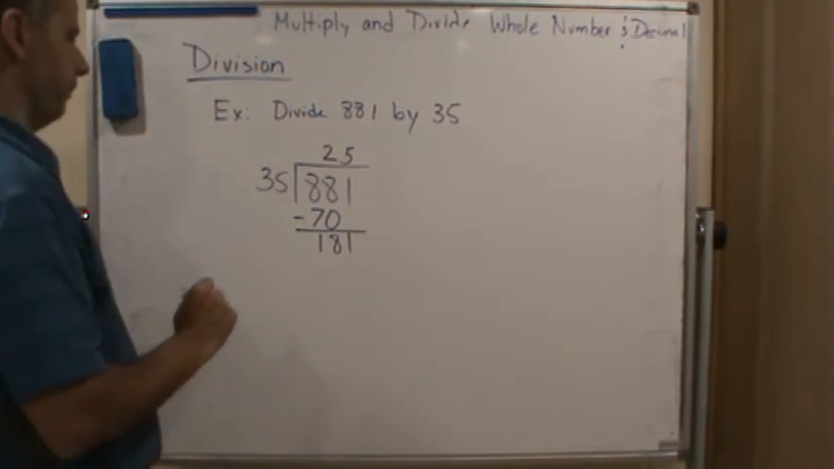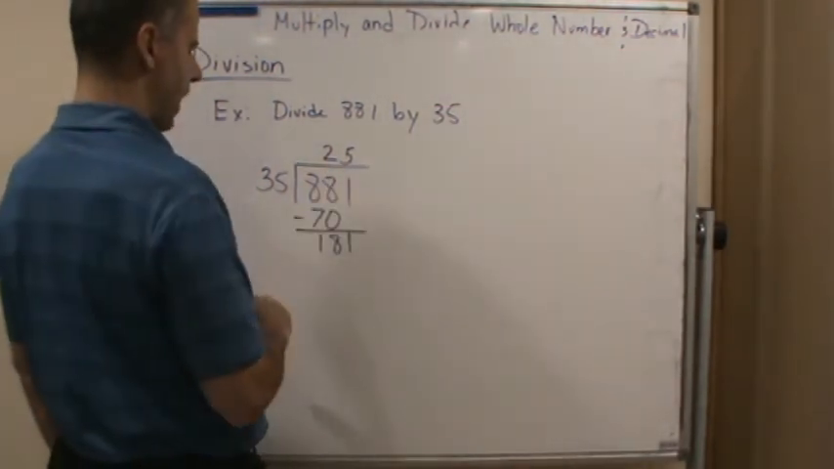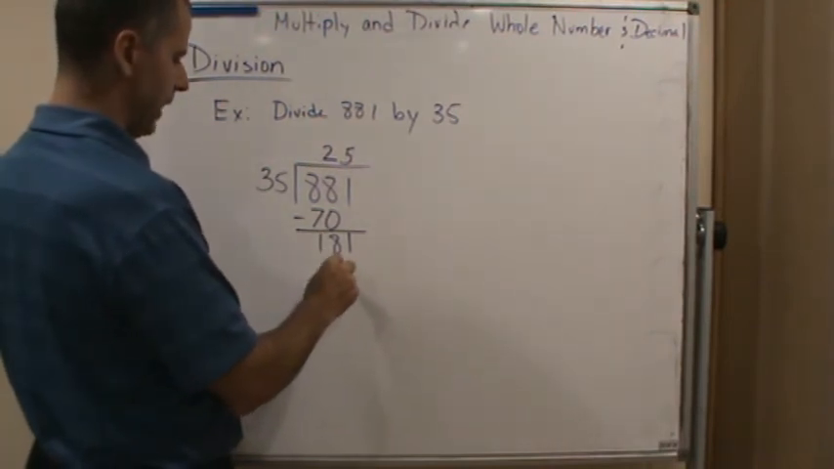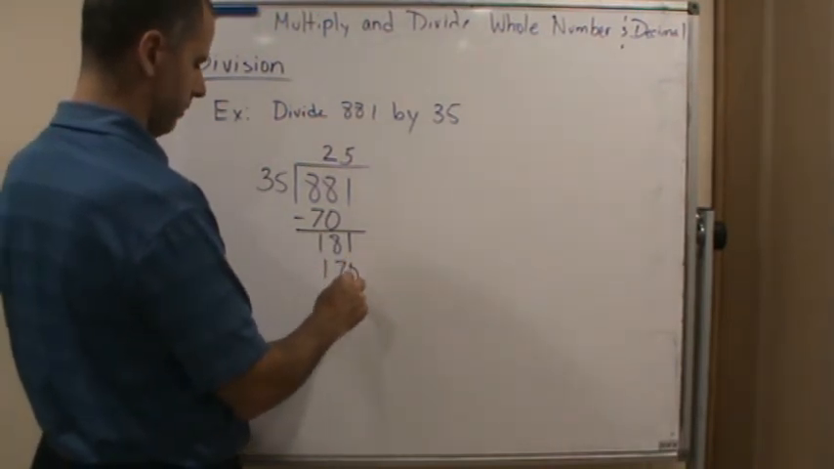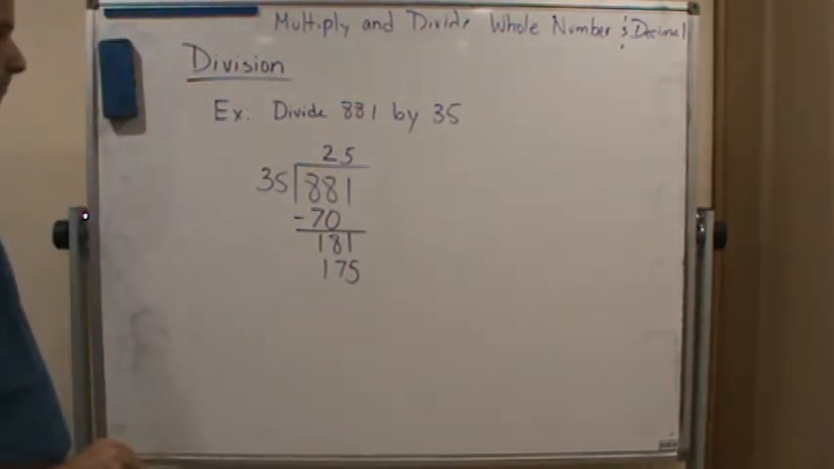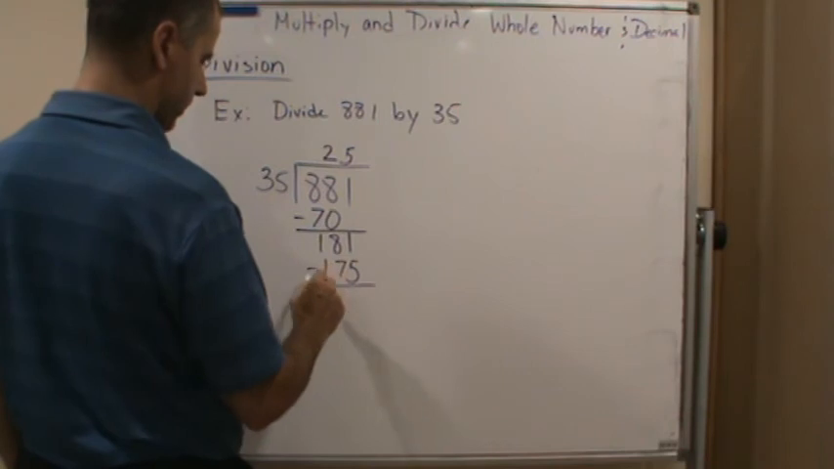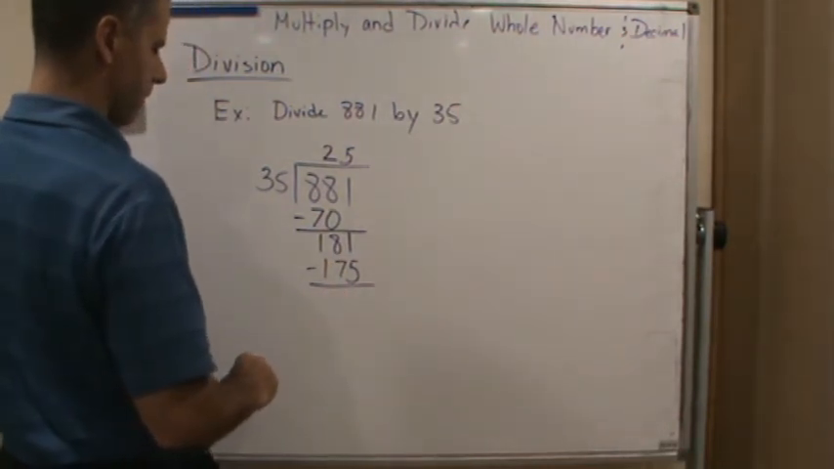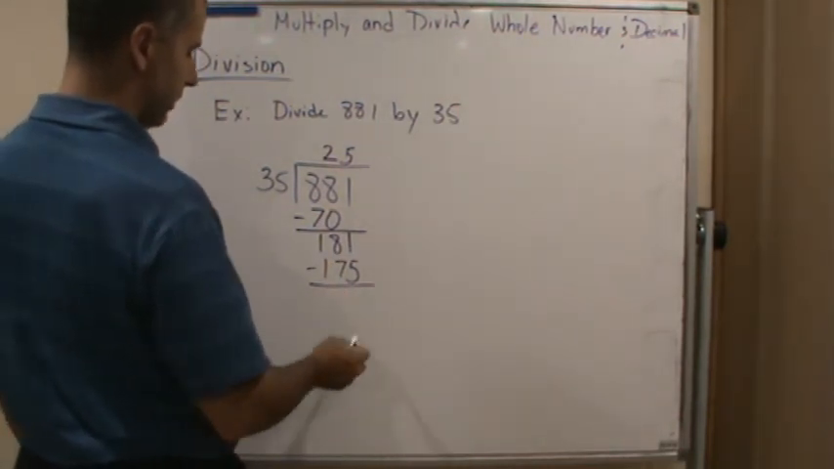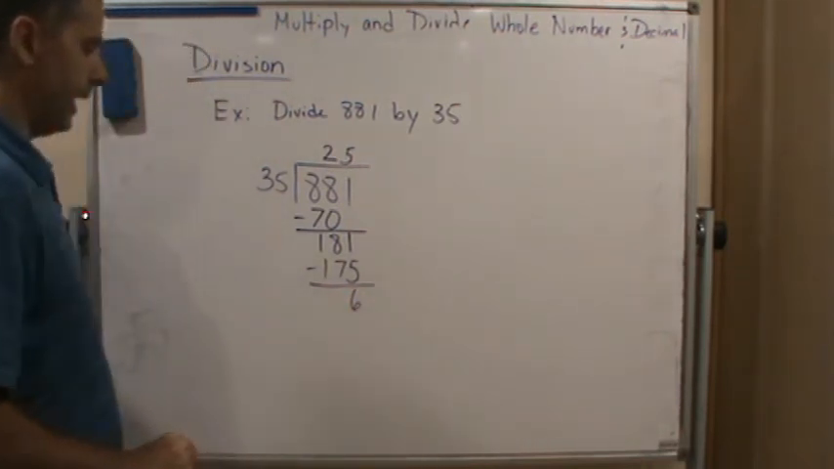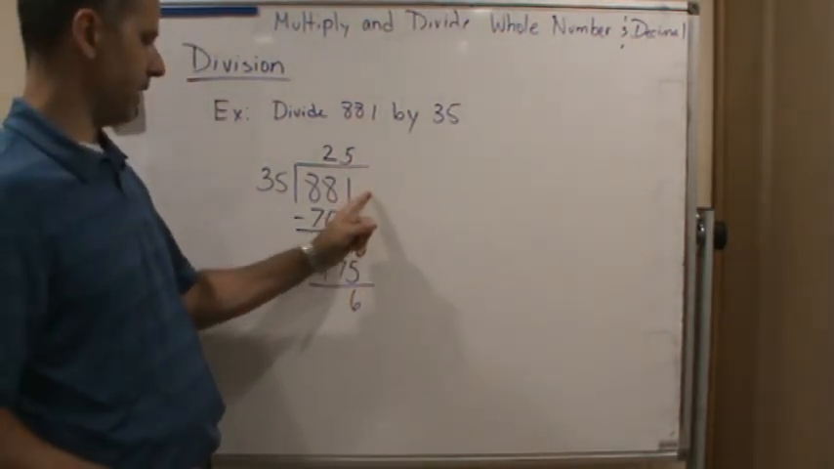Now we do 35 times 5, and that's going to be 175. And now we're going to subtract. What do we get when we subtract? We get 6. And now we're done because we don't have anything else to drop down.